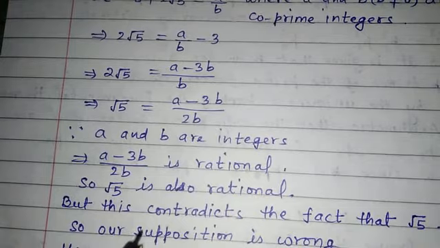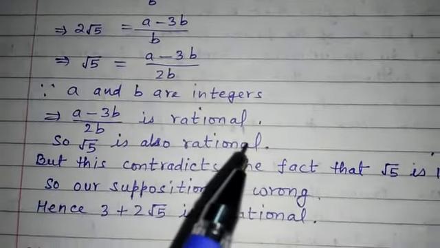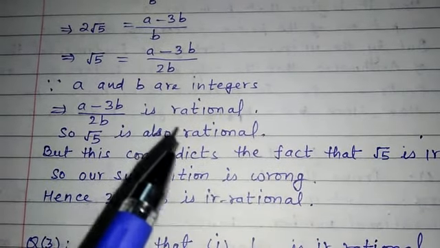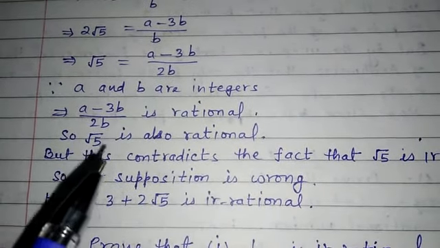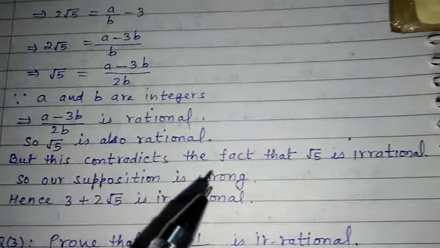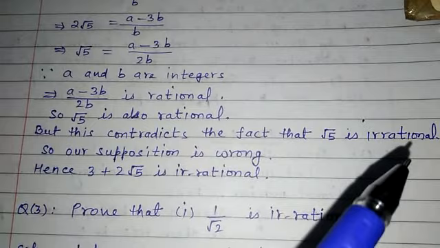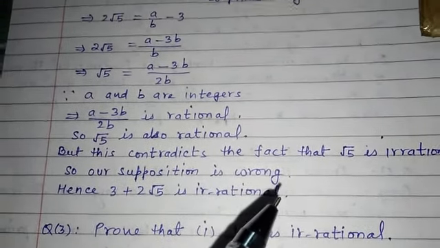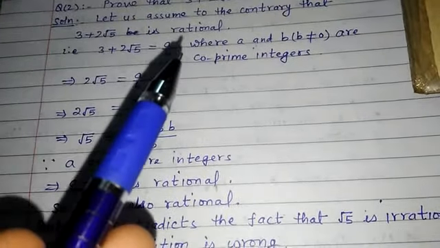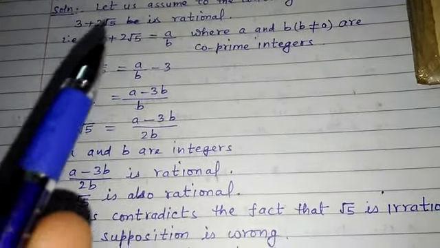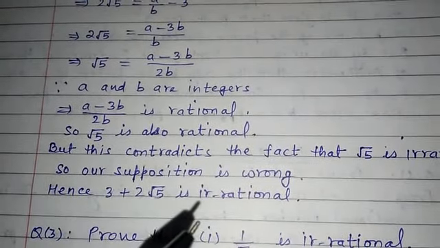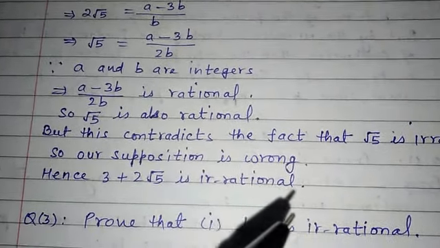So root 5 is also a rational number, but this is a contradiction, because we have proved in question number 1 that root 5 is an irrational number. So this contradicts the fact that root 5 is an irrational number. So our supposition is wrong. Here we have supposed 3 plus 2 root 5 is rational, so it is wrong. Therefore 3 plus 2 root 5 is an irrational number.